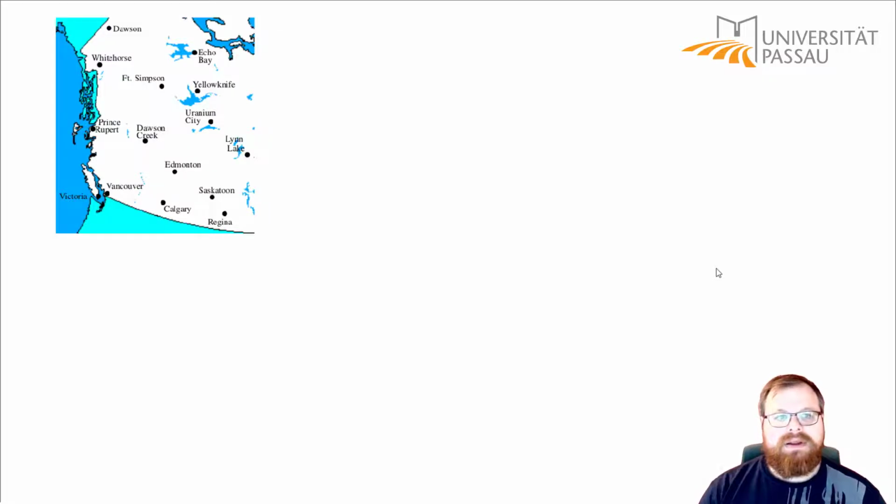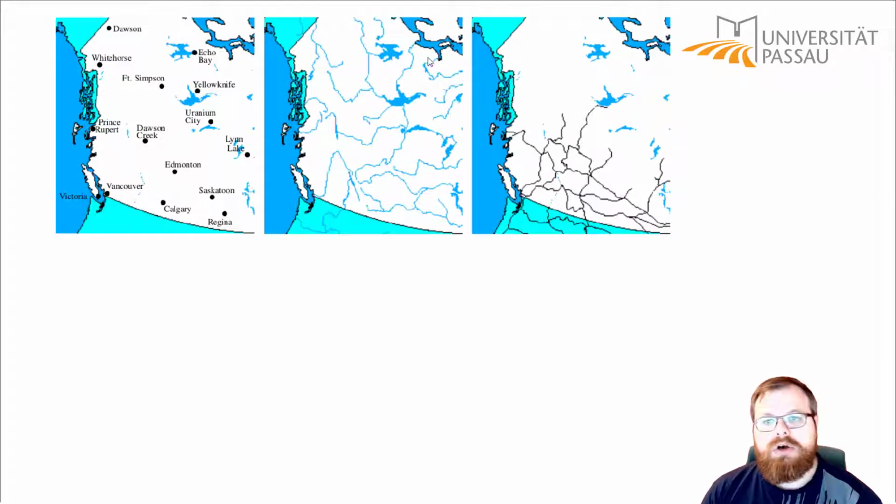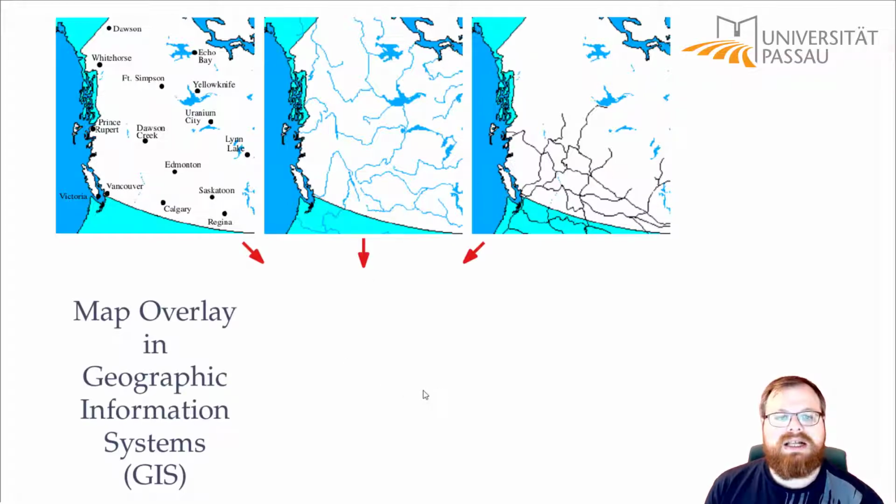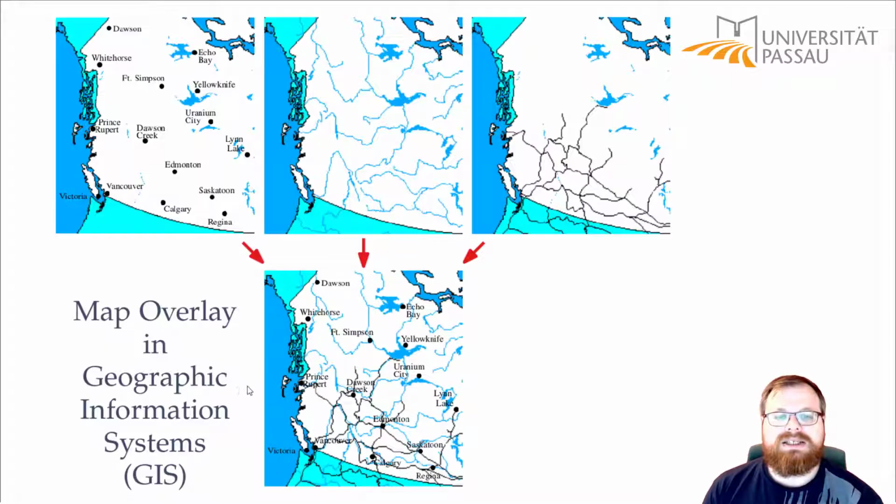If we have a map, then we usually want to have some features that we want to highlight. For example, I have a map here and we have highlighted some cities. Or we can highlight some rivers, or we can highlight some streets. Most of the time we want to combine them. We don't only want one of those, but we want to combine them all into a single map. And that's something that you do in geographic information systems. That's called map overlay. We want to overlay all the streets, rivers, and cities, and whatever else we want to show on a single map.